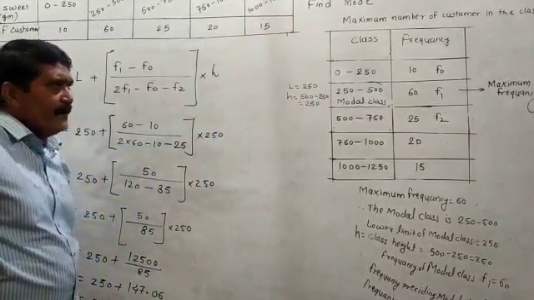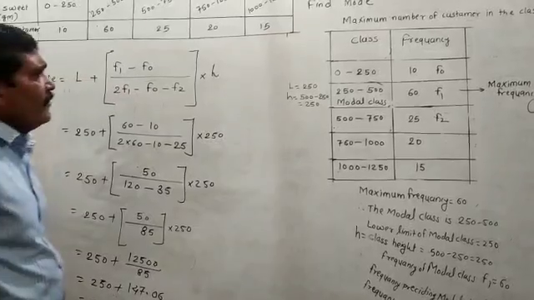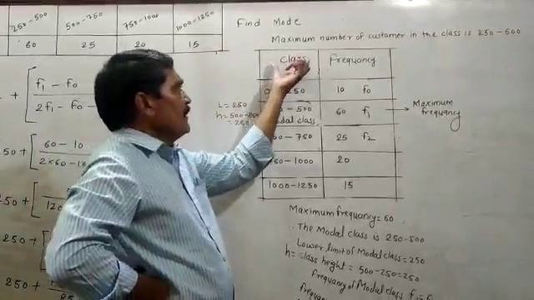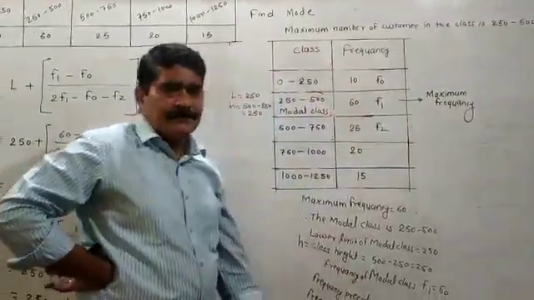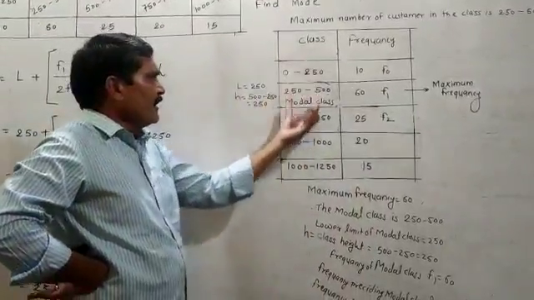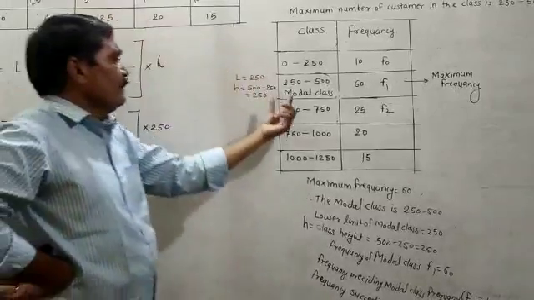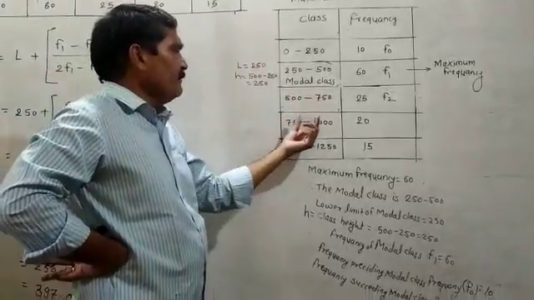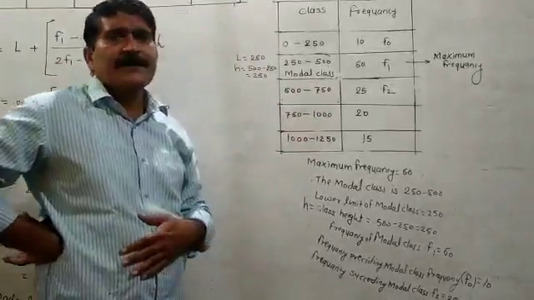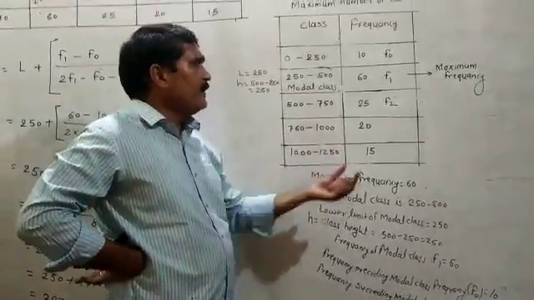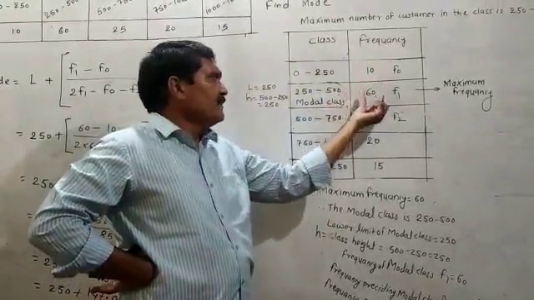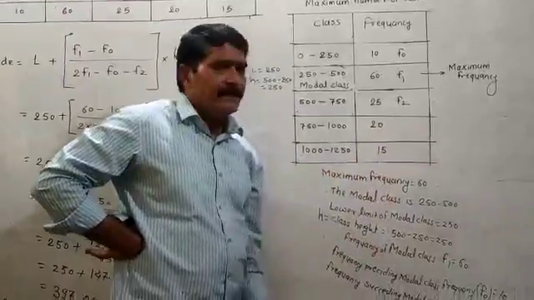According to that, you have to find out the mode. For that, you have to prepare the table like this: class and frequency. Here you have to write all the classes: 0 to 250, 250 to 500, 500 to 750, 750 to 1000, 1000 to 1250. Here you have to write the frequency: 10, 60, 25, 20 and 15.